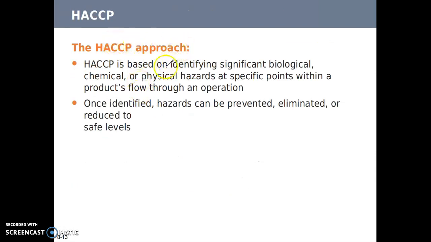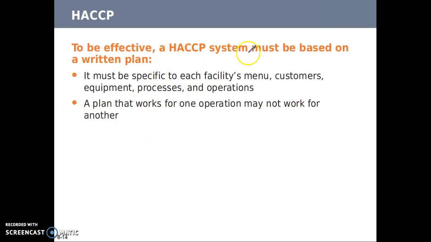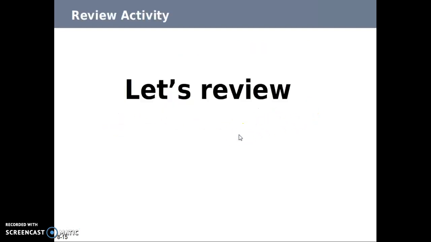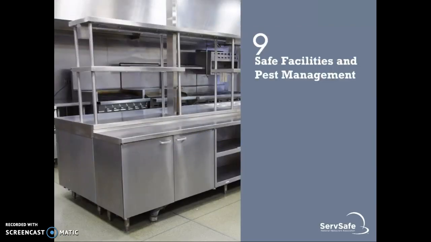The HACCP approach is based on identifying significant biological, chemical, or physical hazards at specific points within a product's flow and in operation. Once identified, hazards can be prevented, eliminated, or reduced to safe levels. To be effective, a HACCP system must be based on a written plan. It must be specific to each facility's menu, customers, equipment, processes, and operations. A plan that works for one operation may not work for another. And that's it for Chapter 8.